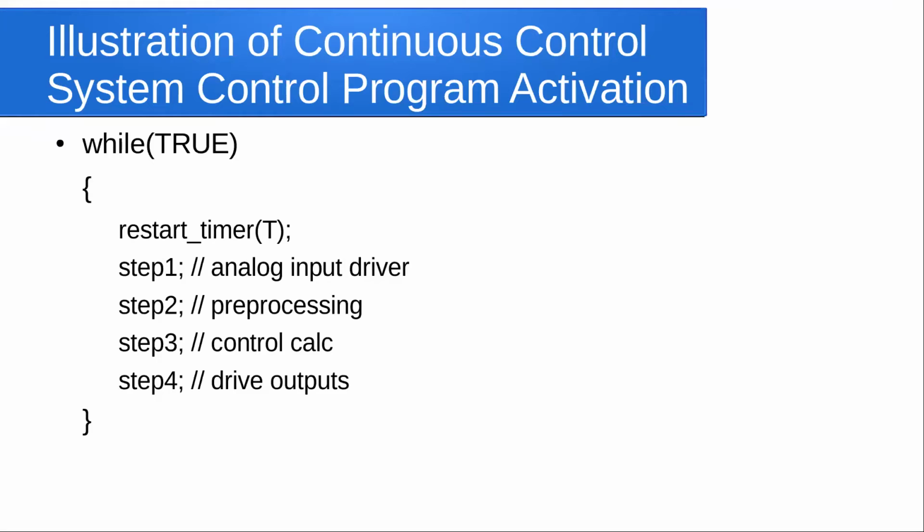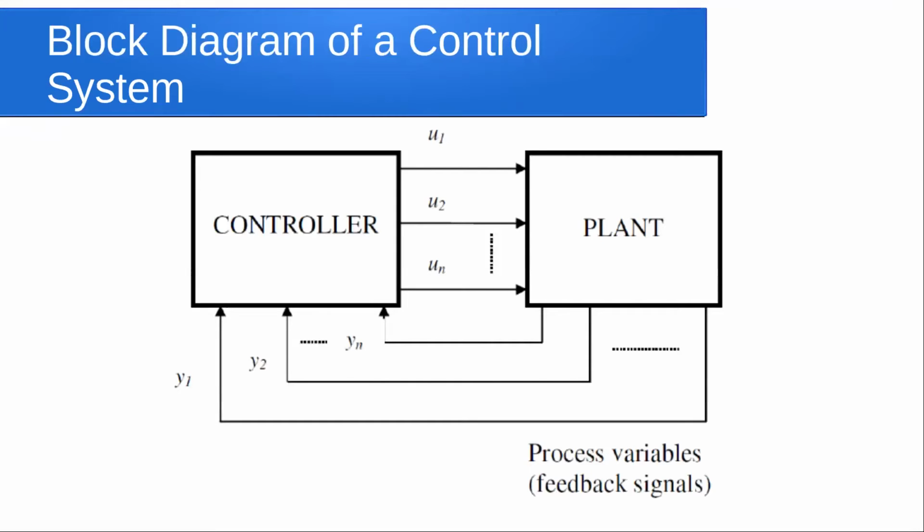Right, and in step 4, we drive the outputs corresponding to the various output drivers. Let's take a look at how a control system, or IoT system, essentially looks. Generally, an IoT system can be looked at as a controller, and its surroundings could be considered as a plant. And this IoT system would be giving out from time to time certain outputs to the plant.